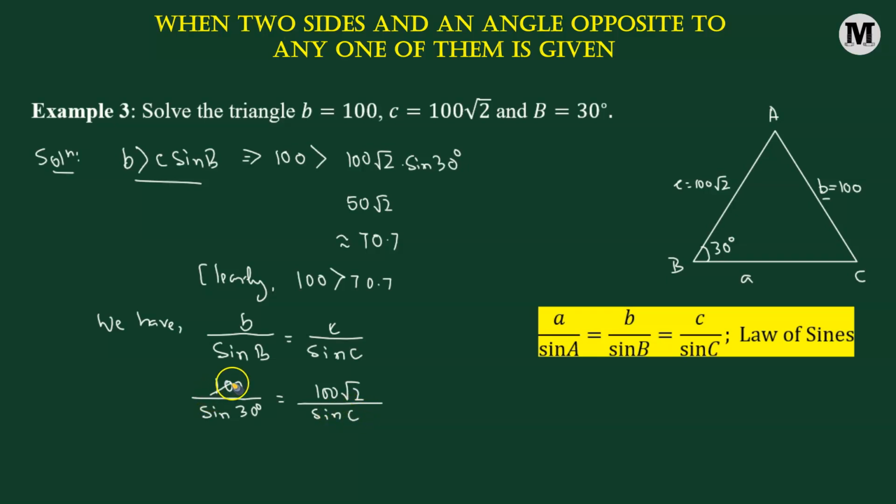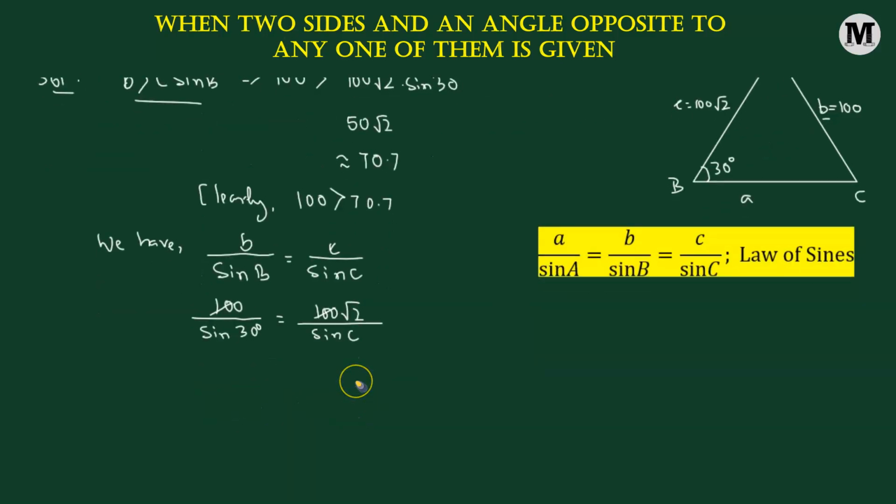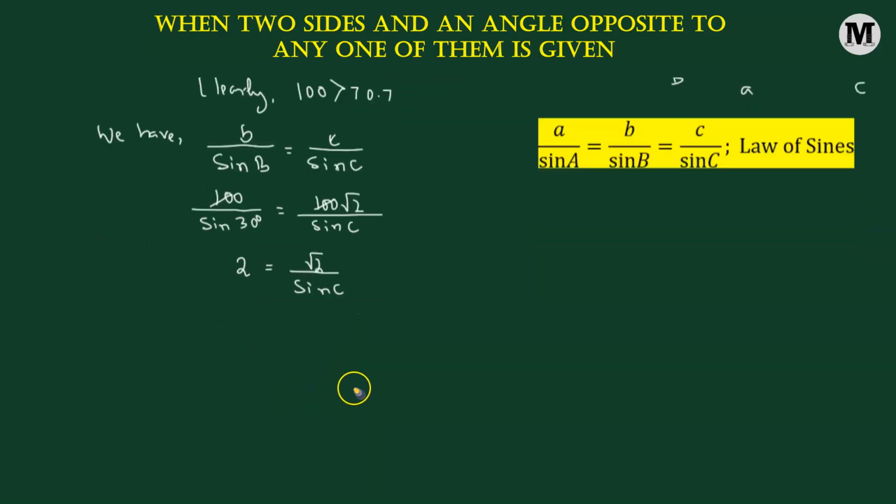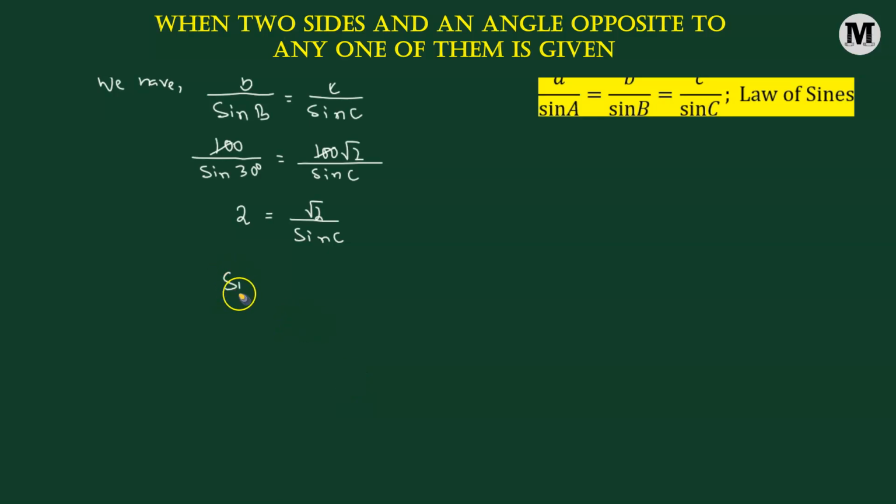Here we can factor out 100 from both sides. Sine 30 degrees is 1/2, so when it goes to the numerator, that becomes 2. So 2 equals square root of 2 divided by sine C. Let's solve for sine C. So sine C comes out to be square root of 2 over 2, or in other words, 1 over square root of 2. And we know that 1 over square root of 2 is sine 45 degrees. So that means the angle measure of C comes out to be 45 degrees.